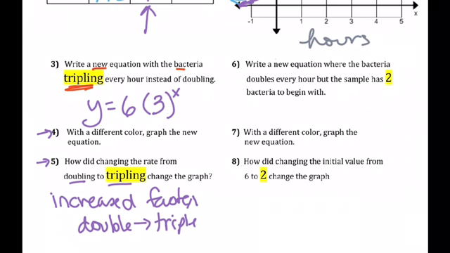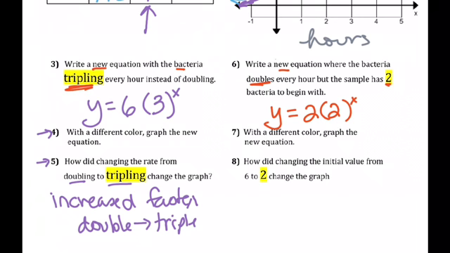Okay, now number 6, I'm going to go to a different color of pencil. It says write a new equation. This time the bacteria is going to go back to doubling, but I'm going to start with 2 bacteria. So how does that change my equation? So y equals, what do I start with? 2. I'm going to double it to the x power.